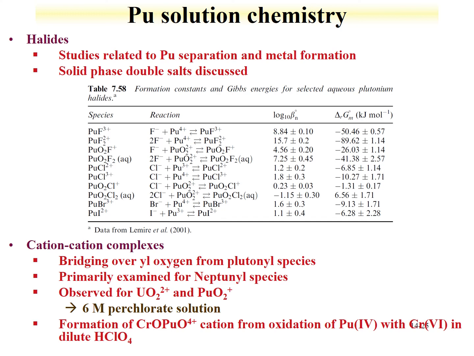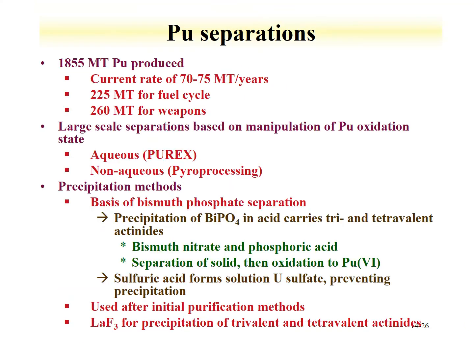And similar to the uranyl species that we discussed, you can have cation-cation complexes using the plutonyl species, so plutonium-5, plutonium-6. So you can form compounds that bridge over the yl oxygens. This has primarily been examined for the neptunyl species, but it has been observed between uranium-6 and plutonium-5 in 6 molar perchloric solution. The reason you want the 6 molar perchloric solution is that the perchlorates are not coordinating. So this is a relatively weak complex, but if we have a solution where the ligand is weaker, we can form the compound where the plutonyl oxygen coordinates to the metal center on the uranyl.